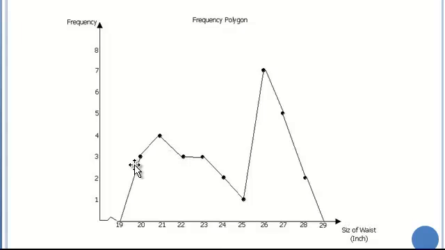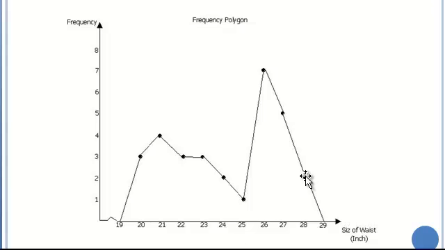So for 20 we know that it occurs 3 times, so we'll put 20 on the x-axis, 3 on the y-axis, and we'll put a point there. And we'll do that for all the sizes of the waist, and then we join them with a line, and that is our frequency polygon.